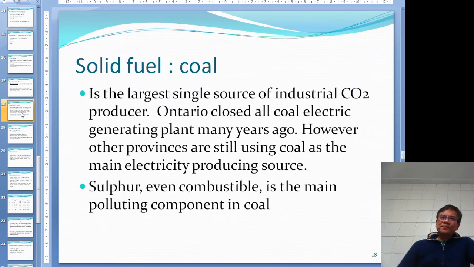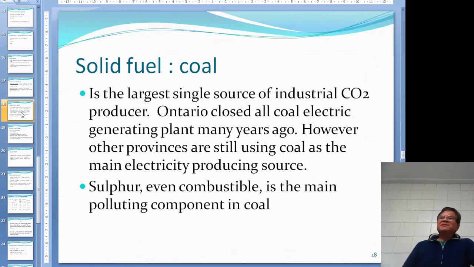Now, for the solid fuel, the most common one is coal. And unfortunately, coal is the one that produces lots of CO2. In Ontario, we closed the coal generating stations many years ago. I believe the one in Lambton Shore is one of the last to shut down.